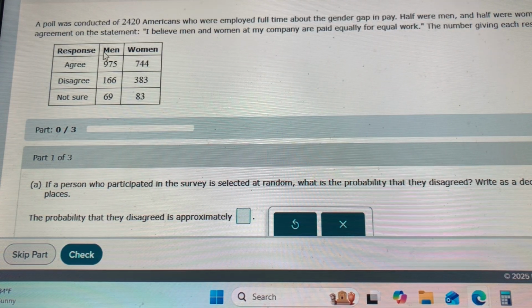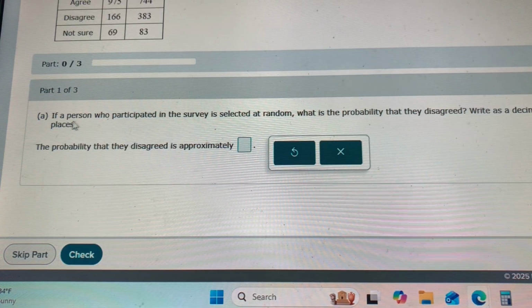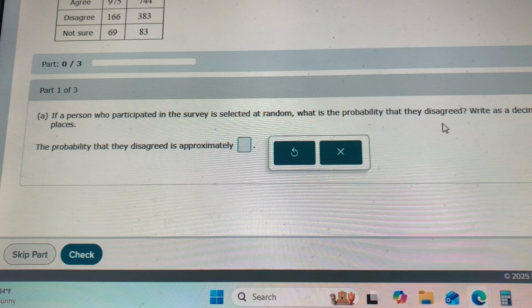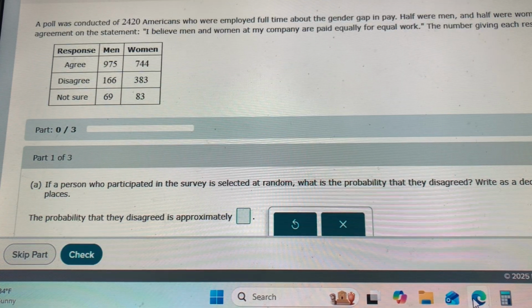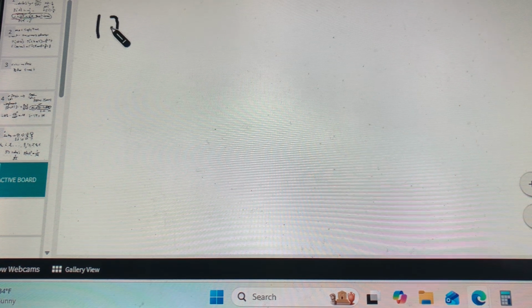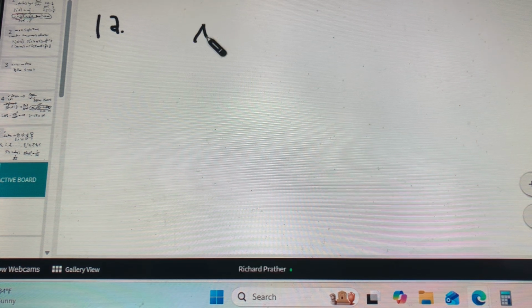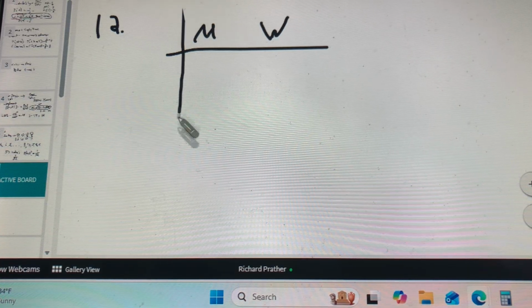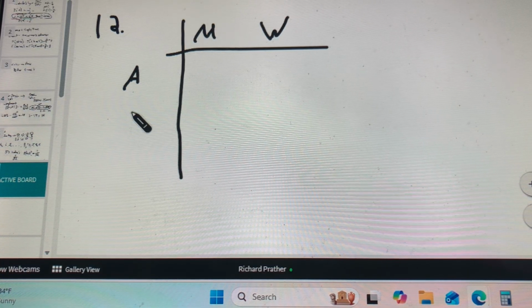Okay, here we have men and women, the two genders, and then we can agree or disagree on some issue. And we can be not sure as well. If a person who participated in the survey is selected, what is the probability they disagreed? Okay, the one issue here is these are what I call chart problems. And you need to know the totals here. And they're not given. Sometimes they give you that, but here they're not. Agree, disagree, or no opinion.